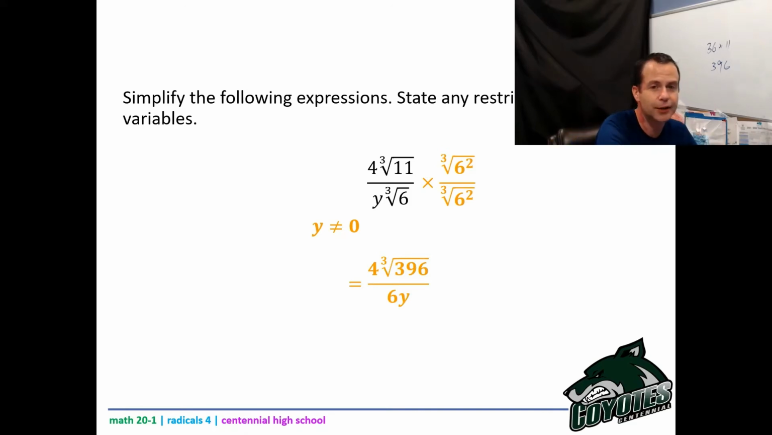See, this is not as scary as it has to look. You guys can do this. Don't stress. It's just going to take a little bit of practice. Then all I did here is I said my 4 over 6 can be reduced to 2 over 3, and now I'm all set. For 396, there's actually no perfect cube factor that I can take out of that. So it's just going to stay as cube root of 396.